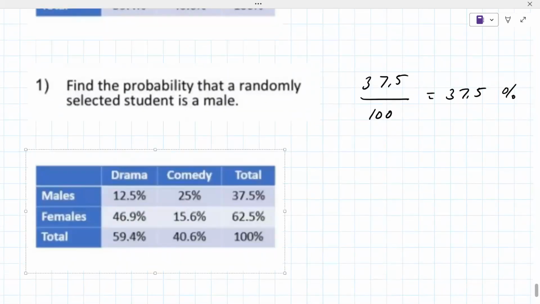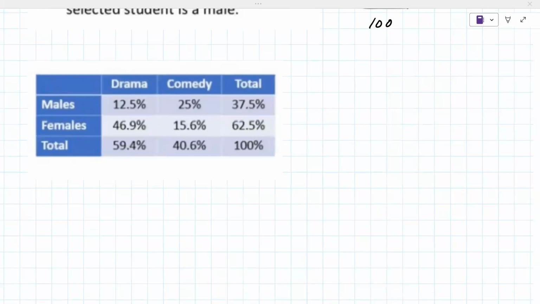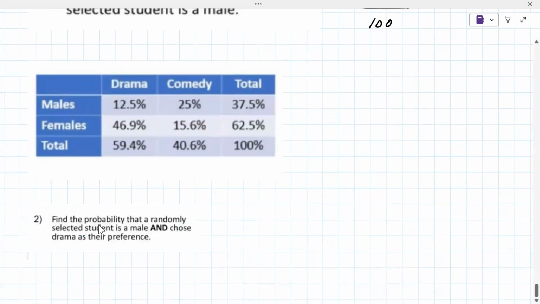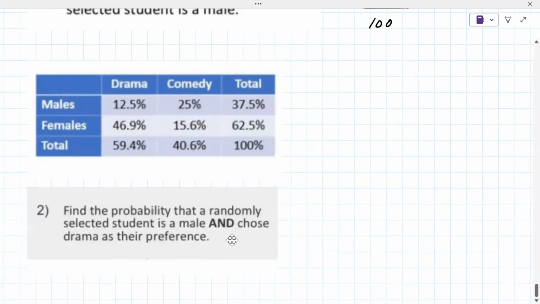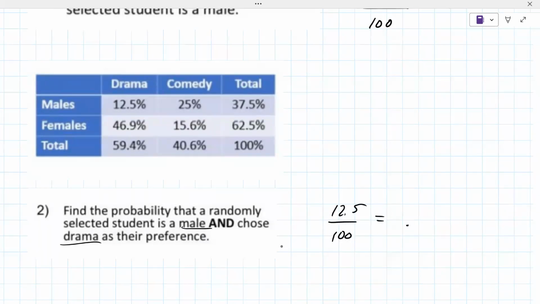Okay, so grab the table again here. Now the next one is an and. And is a single cell. The probability the selection is male and chose drama. Male and drama, so 25 over 100. But that's male and comedy. Oh yeah, 12.5 over 100, which is 0.125 or 12.5%. Good. So the and is a single cell.